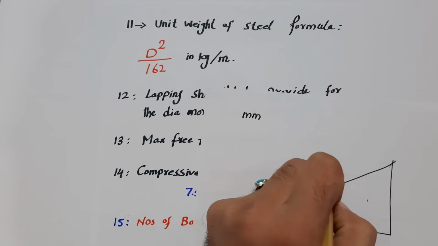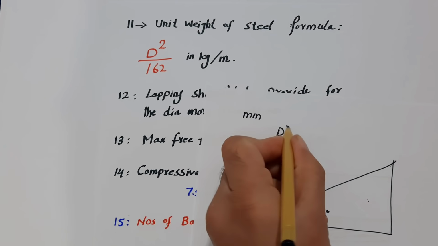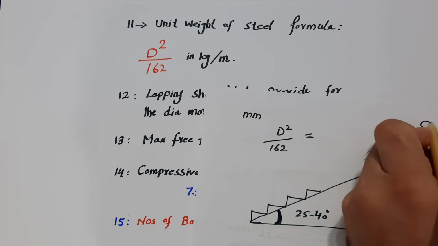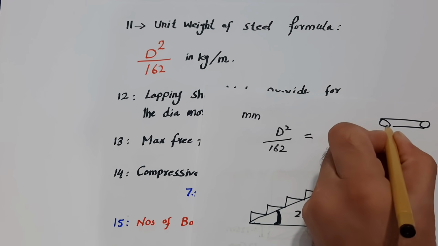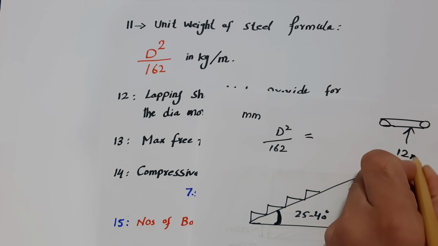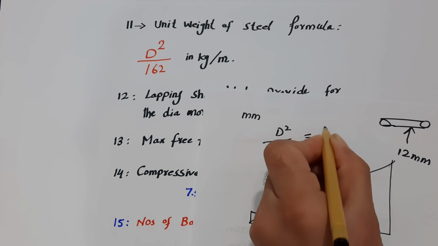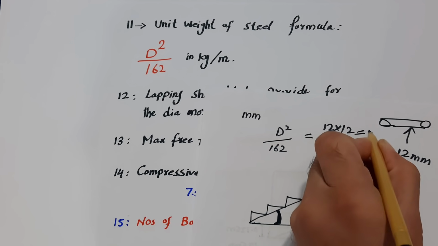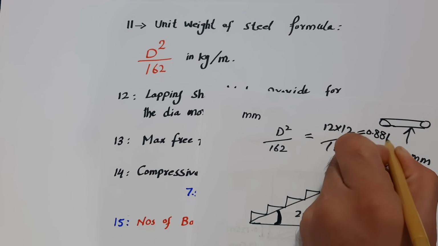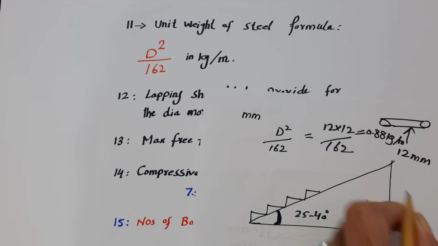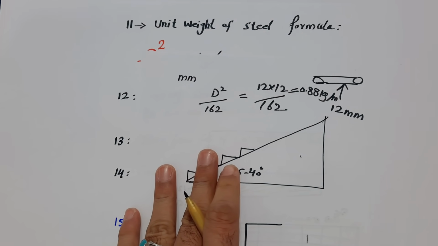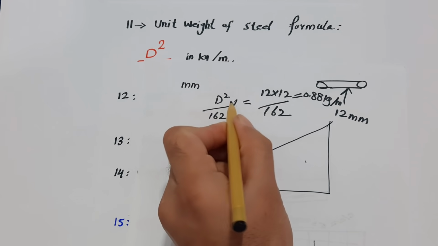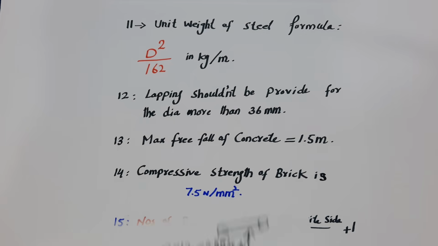For example, I am using the formula D square divided by 162. Take a steel rod whose dia is 12 millimeter. So the formula will be 12 multiplied by 12 divided by 162, which becomes 0.88 kg per meter. This is the weight of steel for 12 millimeter dia steel rod. With the running length you can also multiply.